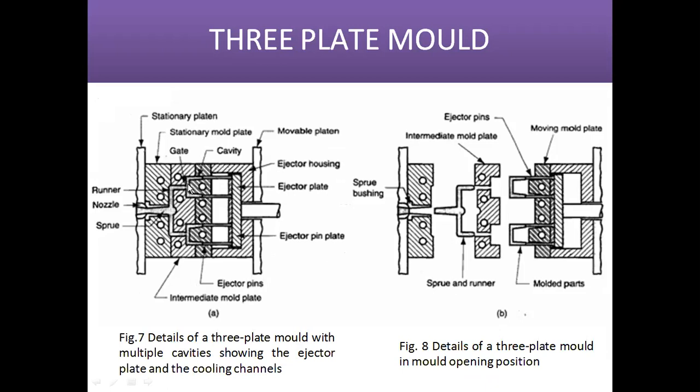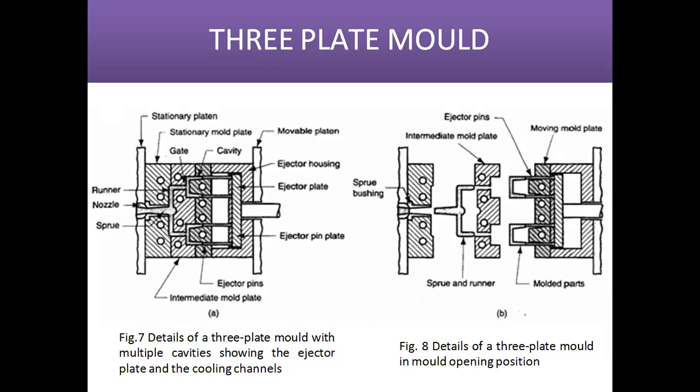So this is the mold cavity, and in the mold cavity at the base, the gate is situated in both cases. So this is the example of three plate mold with multiple cavities. In the three plate mold with multiple cavities, plastic melt will enter through the nozzle, then through the sprue, then through the runner, then through the gate it enters into the mold cavity. Now here, this plate is called an intermediate mold plate.